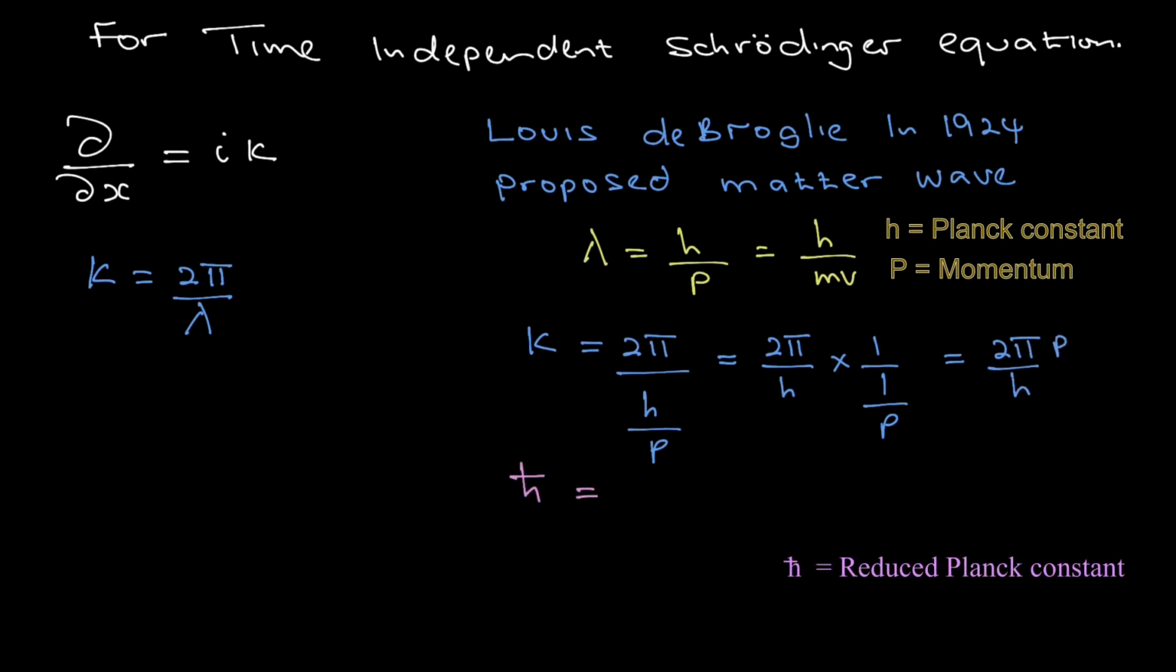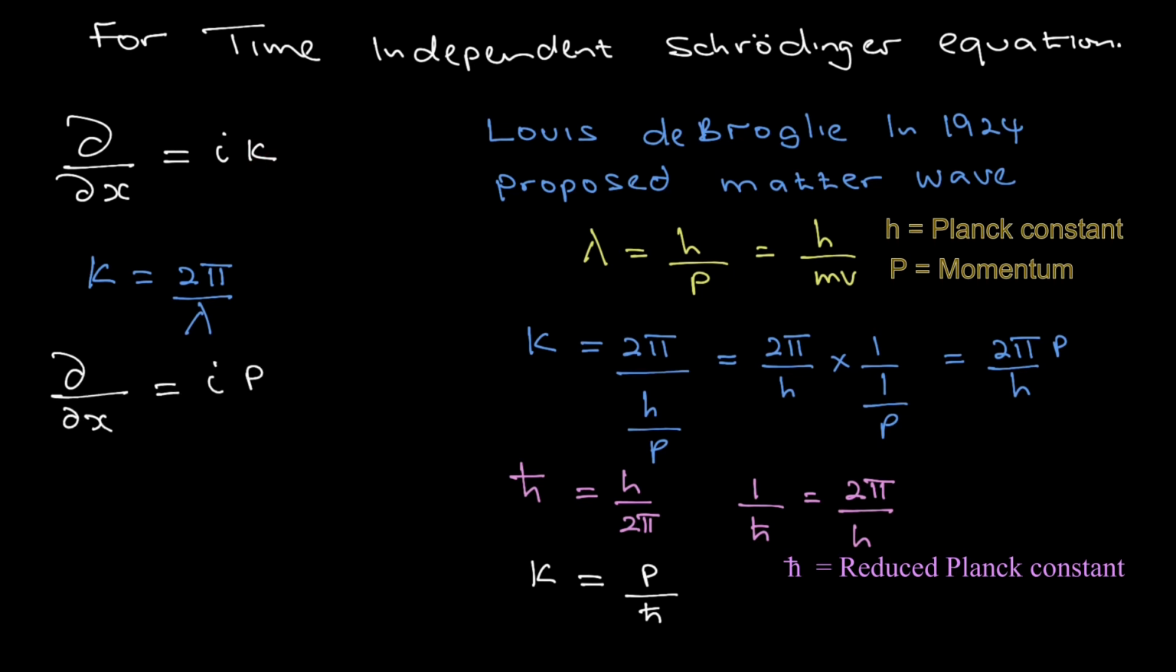ħ equals h over 2π, and 1 over ħ is equal to 2π over h. So if I replace 2π over h here with 1 over ħ, I get a new value for k. So k will be equal to p over ħ. And so if I take that p over ħ and place it here, then the partial derivative with respect to x will be equal to i p over ħ. Now I need to make p the subject, so multiply both sides by ħ and divide by i. So I get ħ over i, partial derivative with respect to x, equals p.